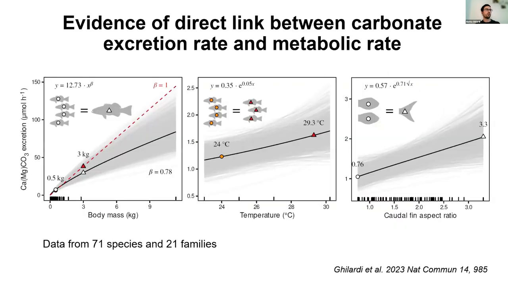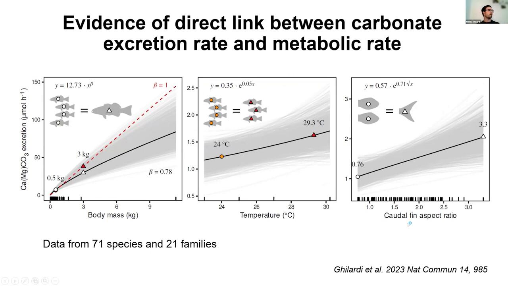And about 2 weeks ago, we published a paper in Nature Communications where we provide some support for this direct link between carbonate excretion rate and metabolic rate. So using tropical reef fishes, we investigated the relationship between carbonate excretion and three drivers of metabolic rate, which are body mass, temperature, and the aspect ratio of the caudal fin, which is a proxy of the activity level of the fish.